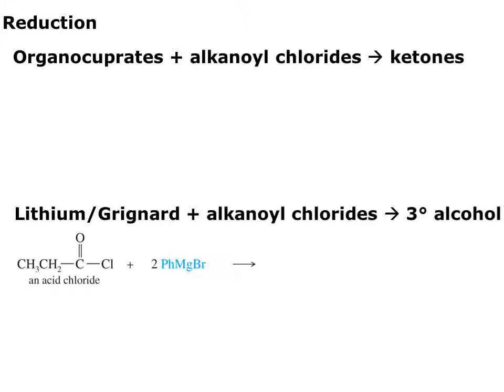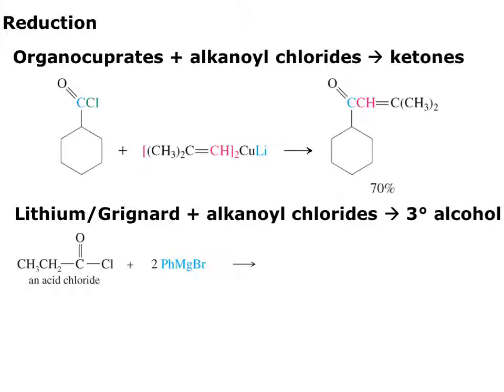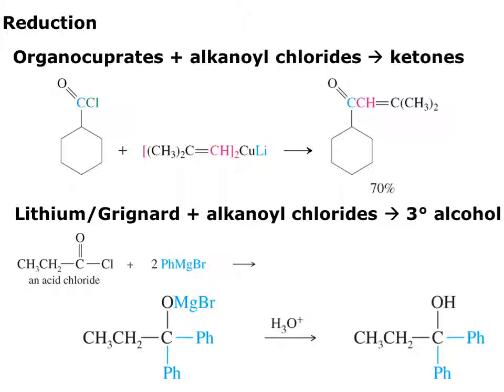For reduction reactions with any acid chlorides or acyl halides, an organocuprate is going to turn it into a ketone. Lithium or Grignard reagents are going to add twice. So we're going to lose our carbonyl functionality and you'll be left with a tertiary alcohol. Remember that our acid workup always follows Grignards. That's the proton that eventually adds to your original oxygen from your carbonyl.